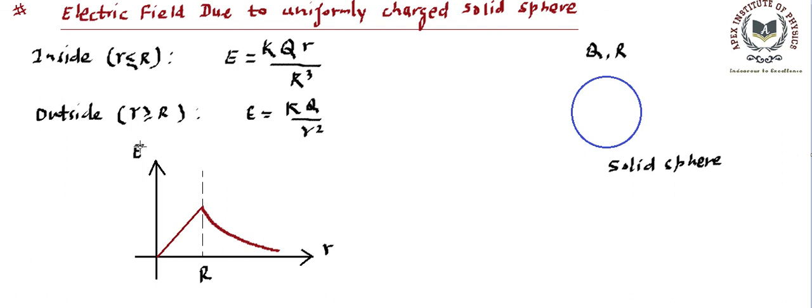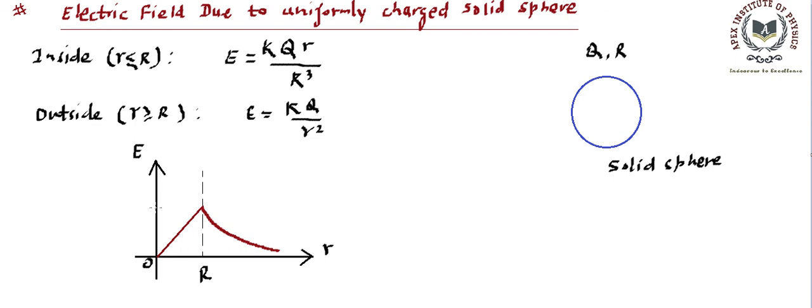So here is the graph, E on the y-axis, r on the x-axis. Inside, E is directly proportional to r, so it starts from 0 at the origin and goes linearly up to the surface. Then beyond the surface it is 1 upon r square, which means it decreases downward. So the second part is 1 upon r square and the first part is directly proportional to r.